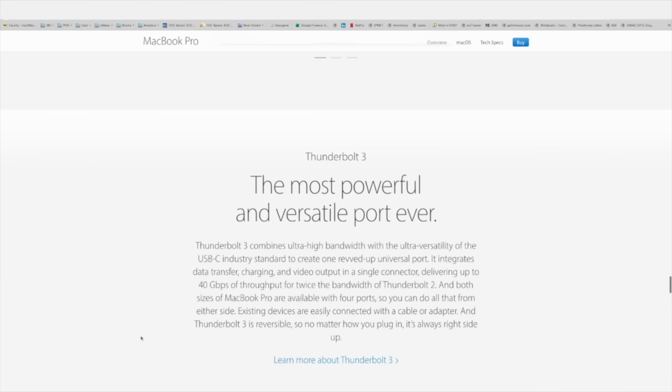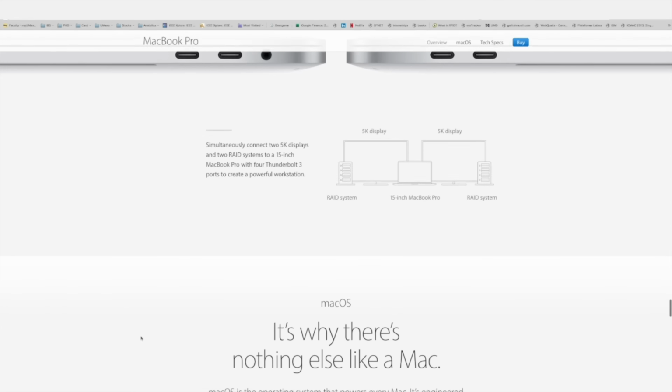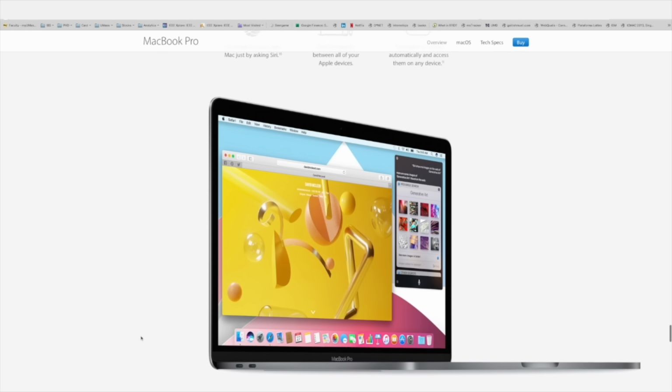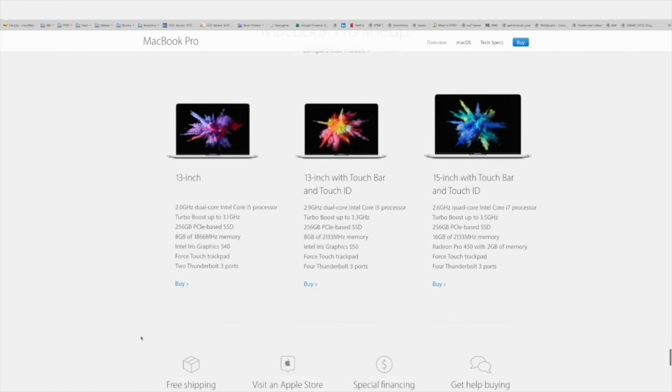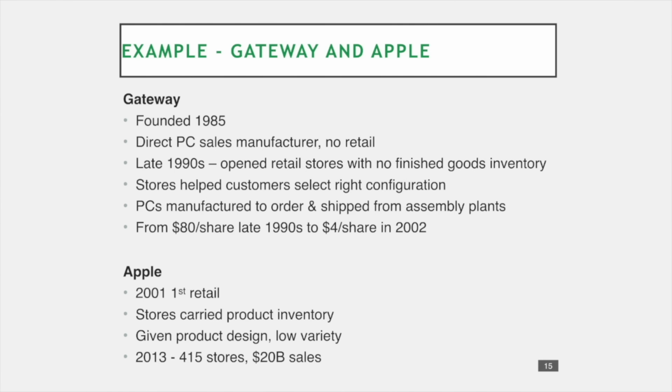So naturally, looking at Gateway and Apple, some supply chain questions come to mind. One question is, why did Gateway choose not to carry any finished product inventory in its retail stores, whereas Apple chose to carry inventory at its stores? Another question is, should a firm with an investment in retail stores carry any finished good inventory? What are the characteristics of products that are most suitable to be carried in finished good inventory? What characterizes products that are best manufactured to order?